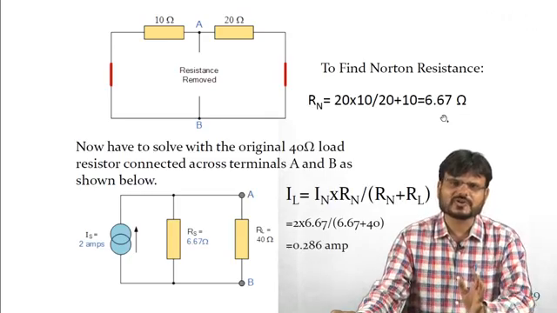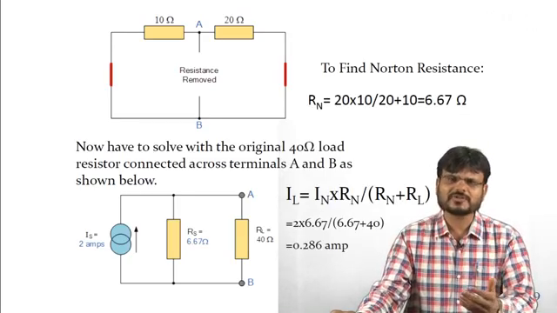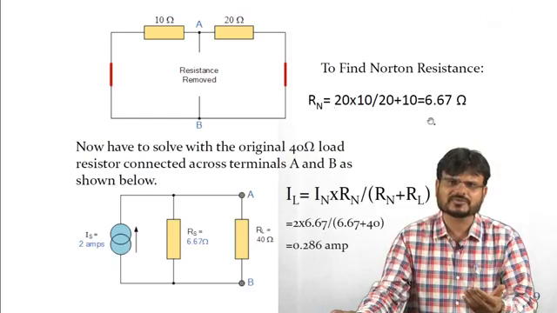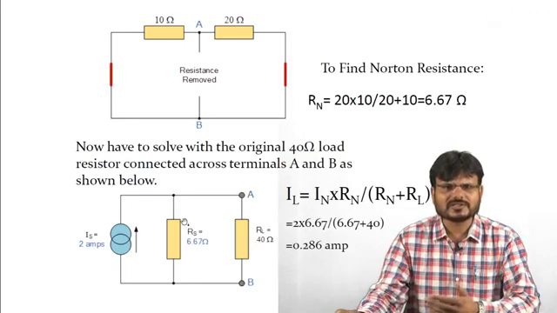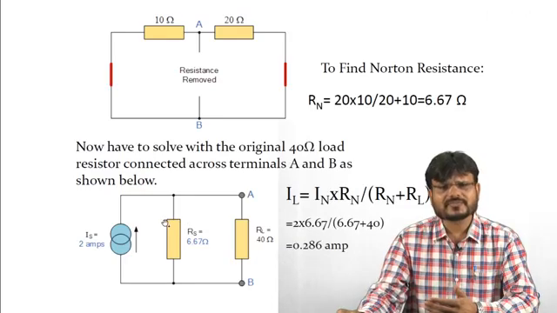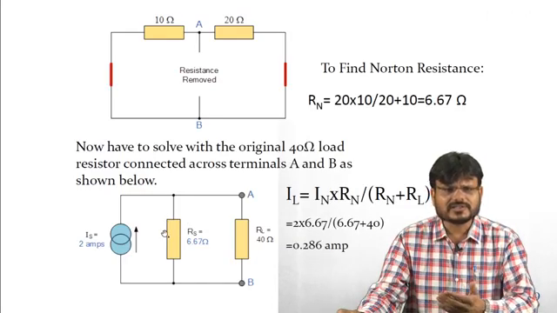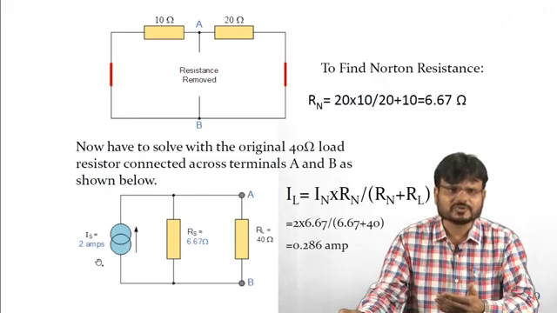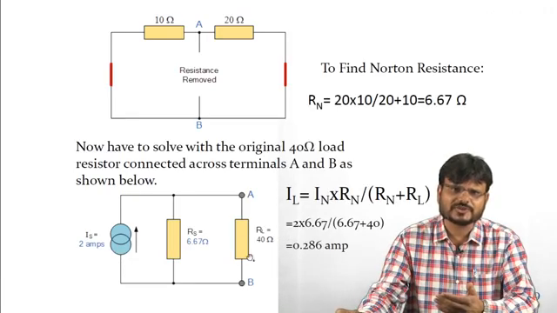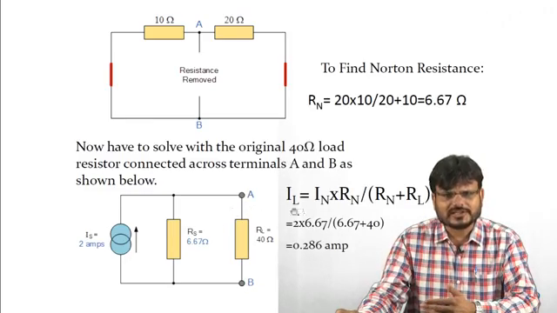So you have obtained the Norton current or short circuit current, and you have also calculated the Norton resistance, the equivalent resistance. What Norton said is that whatever resistance you calculate, the Norton resistance, just place it in parallel with the Norton current. So the Norton current is 2 ampere and the Norton resistance is 6.67 ohm. And just put this load resistance of 40 ohm across terminals AB. Now you have to calculate the current IL flowing through terminals A and B.